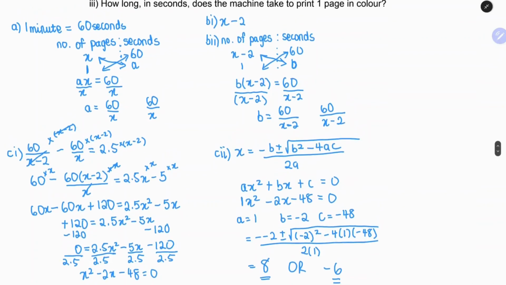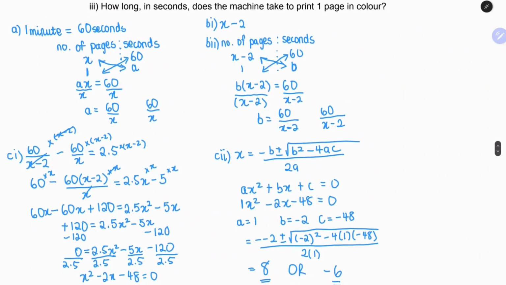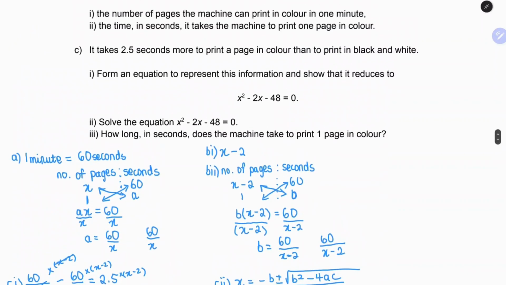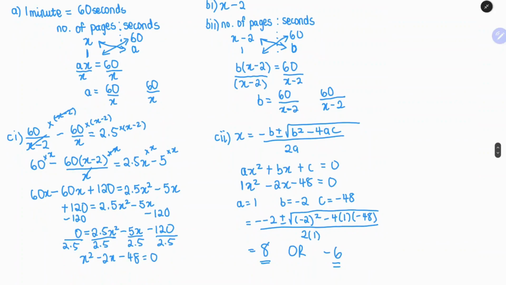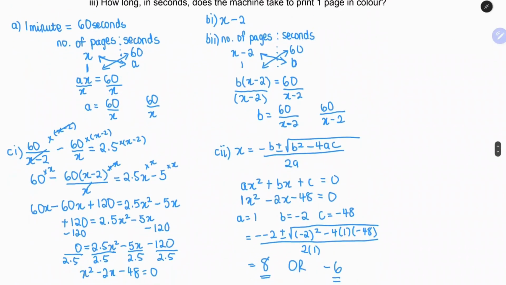So these are the answers: 8 or negative 6. And then it says, finally, how long in seconds does the machine take to print one page in color? Remember, like we've been doing with the past questions, we're not going to use a negative time. So we're going to use 8. It says one page in color. Remember that we had done this already in this question. So we're just going to take 60 divided by x minus 2. Let me write it by the side here.